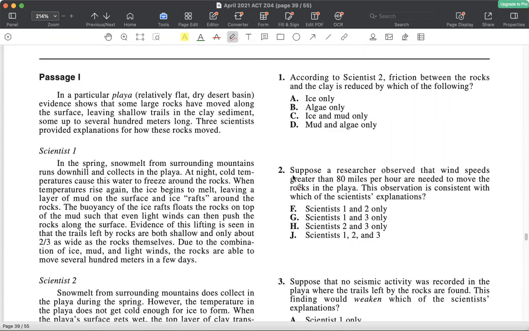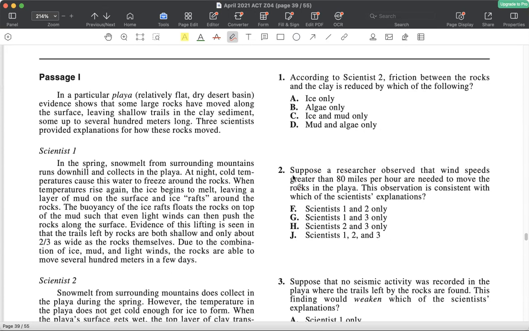Scientist 1. In the spring, snow melt from surrounding mountains runs downhill and collects in the playa. At night, cold temperatures cause this water to freeze around the rocks. When temperatures rise again, the ice begins to melt, leaving a layer of mud on the surface and ice rafts around the rocks. The buoyancy of the ice rafts floats the rocks on top of the mud, such that even light winds can then push the rocks along the surface.